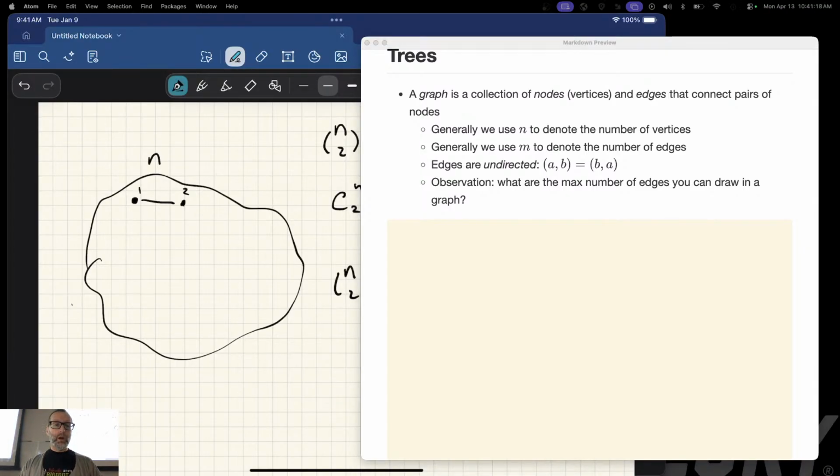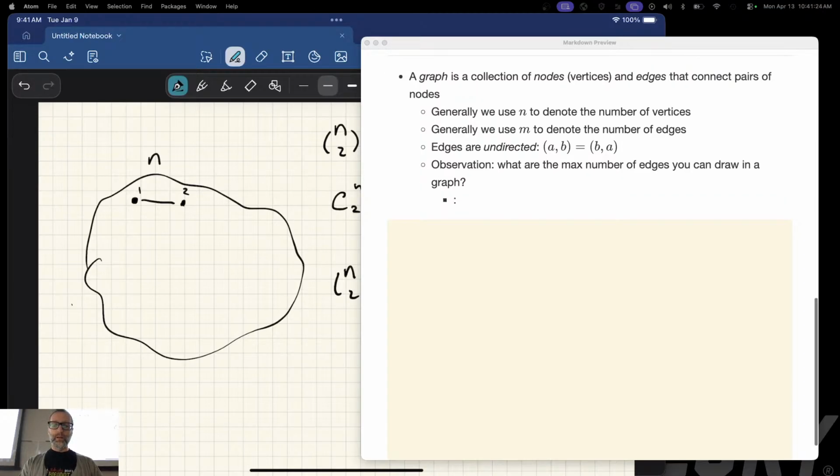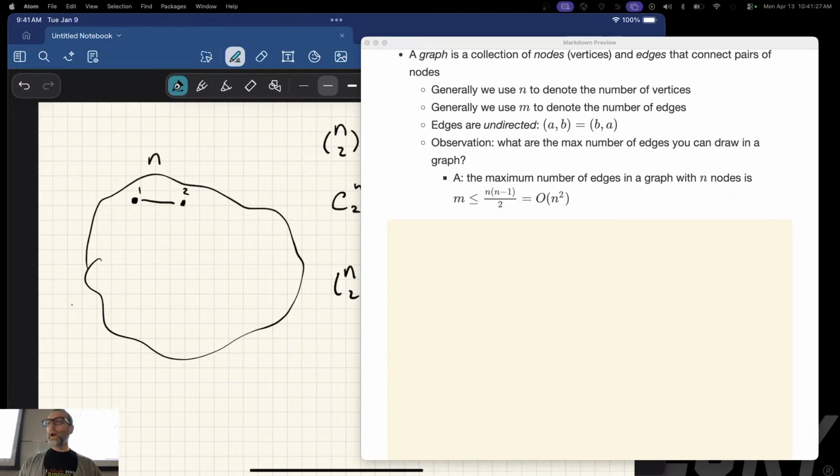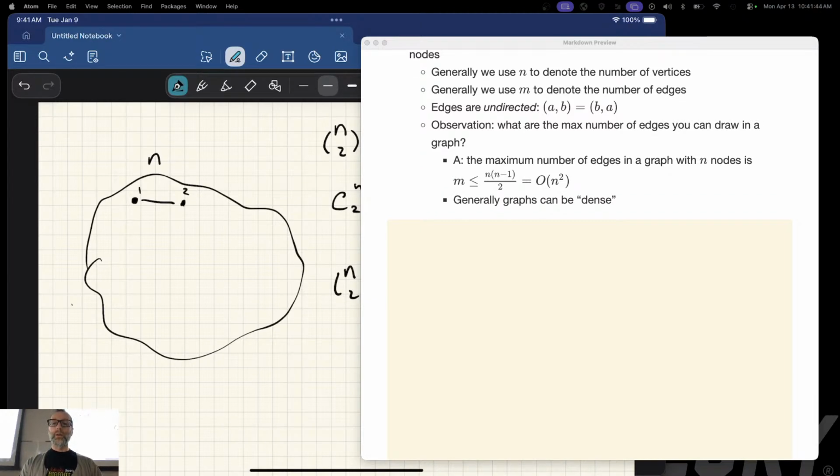Okay? Let me go ahead and copy this observation here. And the answer is... there we go. The maximum number of edges in a graph with n nodes is going to be n times n minus 1 all over 2, which is going to be order n squared. In other words, generally, graphs can be dense, and it's quadratic. So even small graphs are going to blow up in complexity with respect to the number of edges as they get more and more dense. We don't want that. We want a little bit more structure, so we're going to impose some structure here.